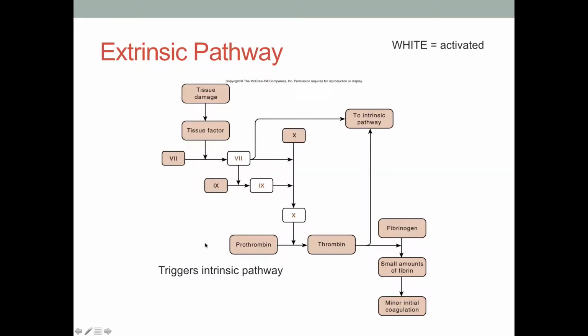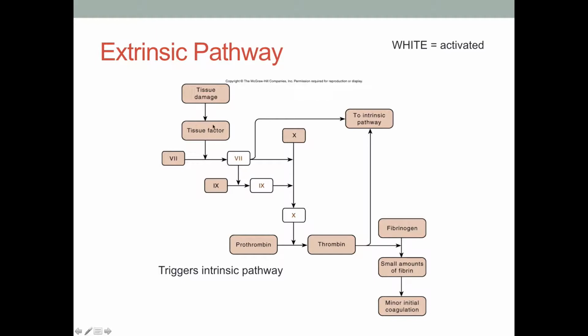Okay, so there's a song for this that I will post on Canvas, but the first pathway that's activated when there is true tissue injury, so that the vessel is torn, it's exposed to air, and there's danger of blood loss, that damage to the tissue is going to initiate the release of a factor, factor 3, thromboplastin, which we refer to more commonly as tissue factor.